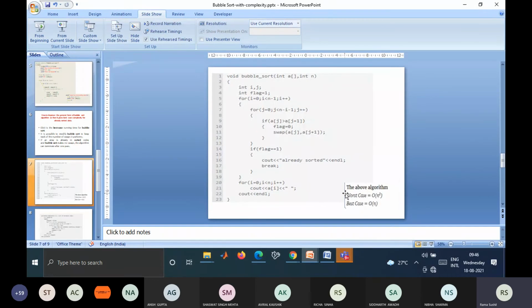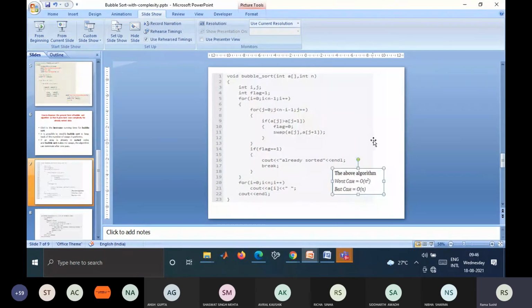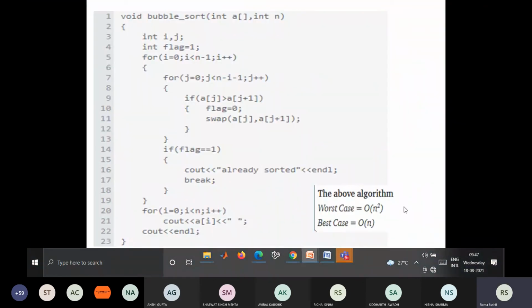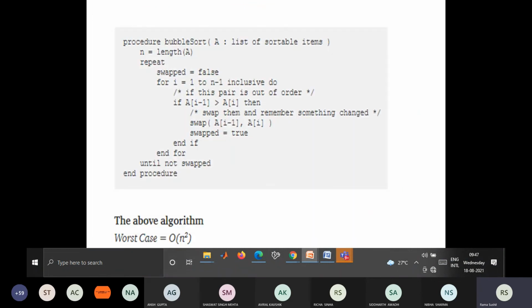How will the complexity of order n come up? Are you clear? Yes, ma'am. Okay, so this is the point of discussion in terms of the subject for the bubble sort. The logic is clear to you. The emphasis is on how to improve it.